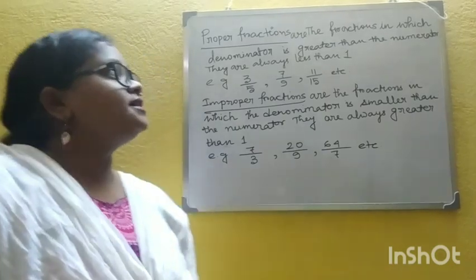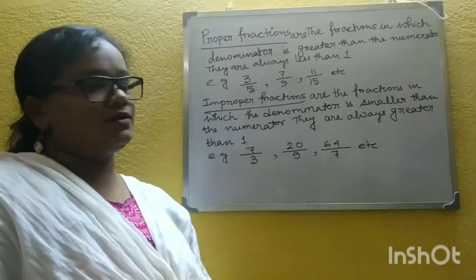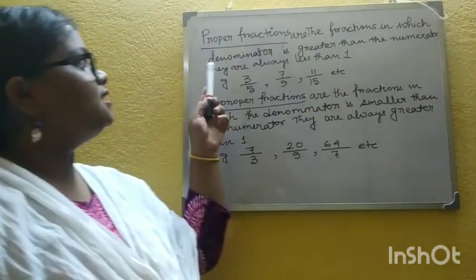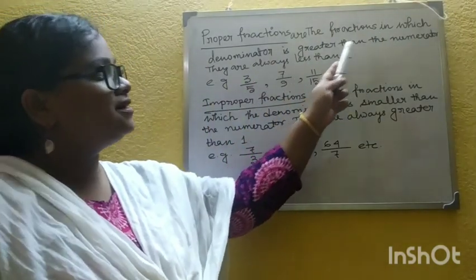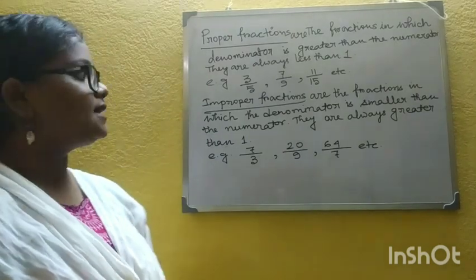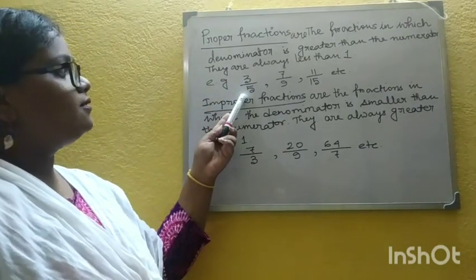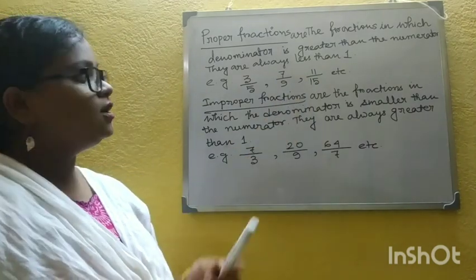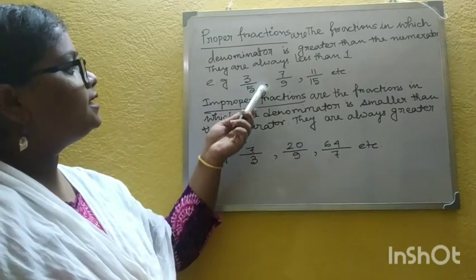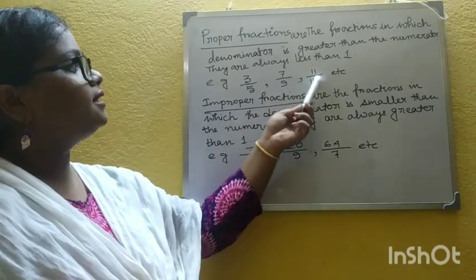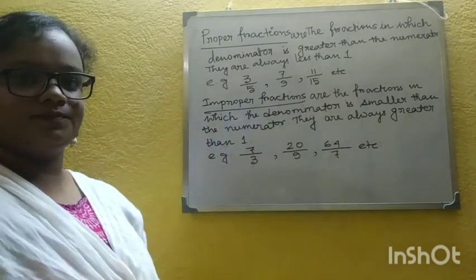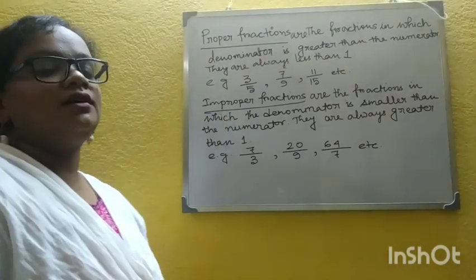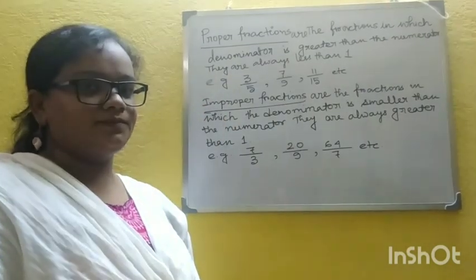Now, what are proper fractions? Proper fractions are the fractions in which the denominator is greater than the numerator. For example, 3/5, 7/9, 11/15, etc. Look here students, here all the denominators are greater than the numerators. Always remember that proper fractions are less than 1.